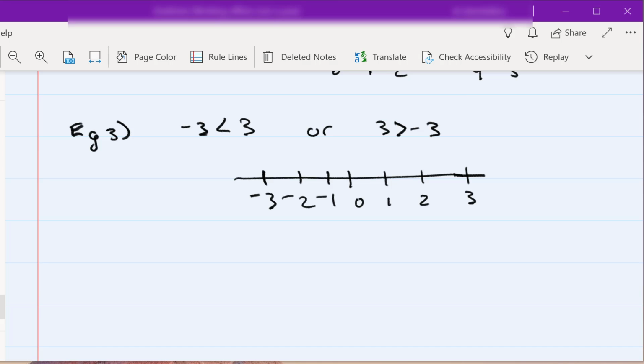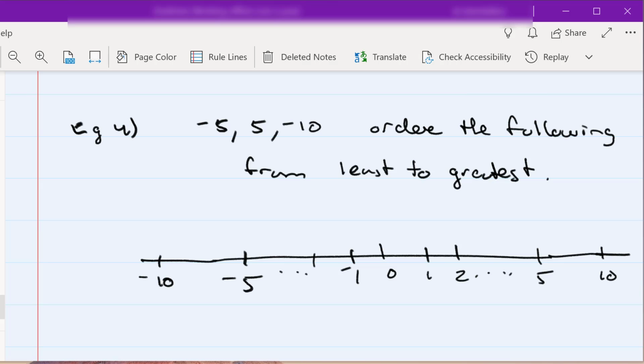If we look at the number line and we write 0 and +3 to the right and -3 to the left, we see that +3 is 3 units to the right of 0, and -3 is 3 units to the left of 0, and +3 is greater than -3.